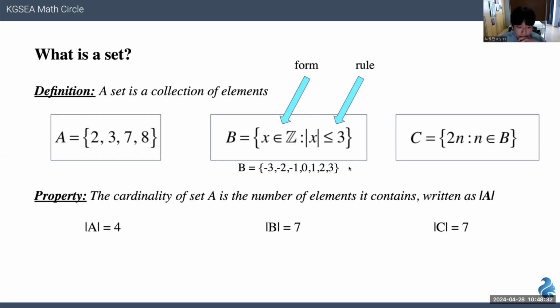And one property of sets is its cardinality. If we read the definition, the cardinality of set A is the number of elements it contains, written as the absolute value of A. Absolute value, as we know, represents, like in a point, the distance from the origin, basically the magnitude of its value. And it's similarly used in sets. So in set A, we have 4 elements, which makes the absolute value of A equal to 4. The cardinality of B is 7, and C also is 7.